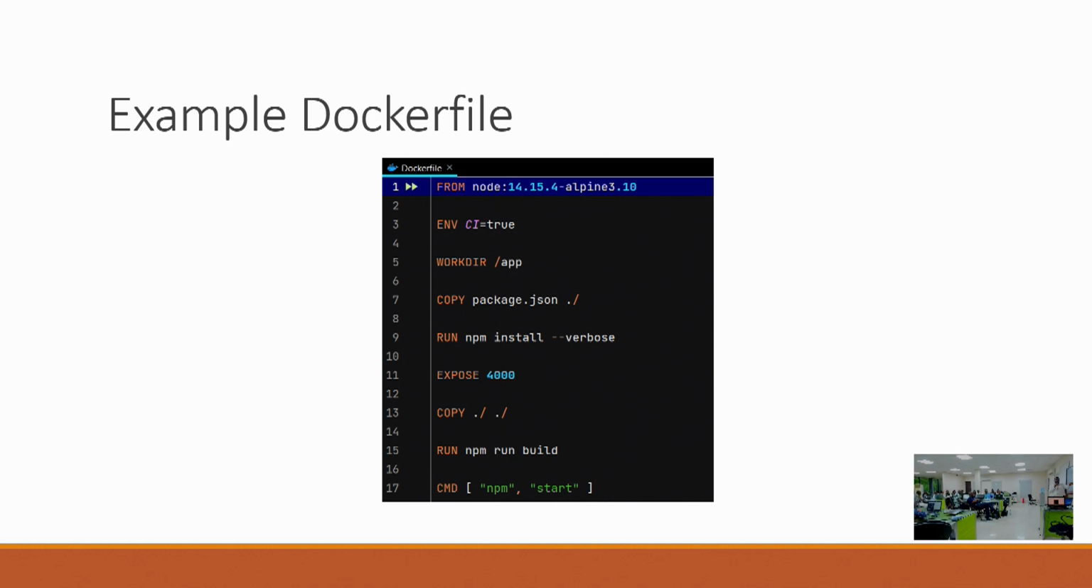I'm installing the dependency with the run command. I'm exposing the port. I'm copying all the files in my context to my working directory of the container. I'm running another command to build my files and create the server. And I'm putting the start command.